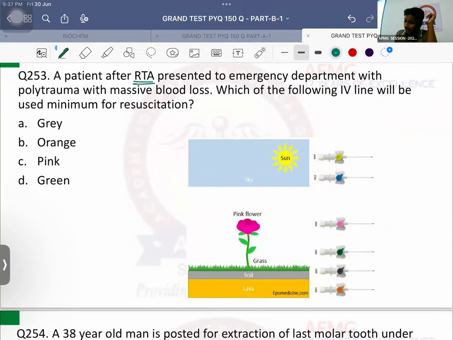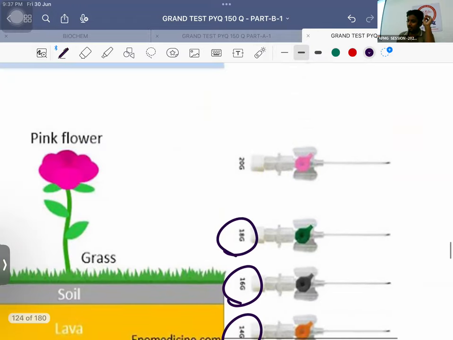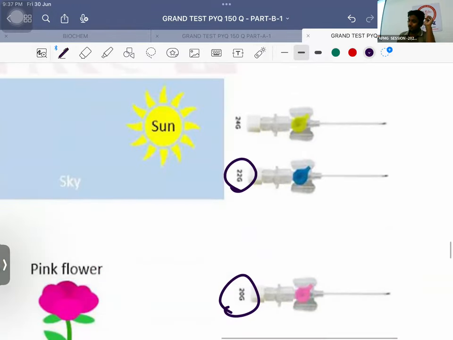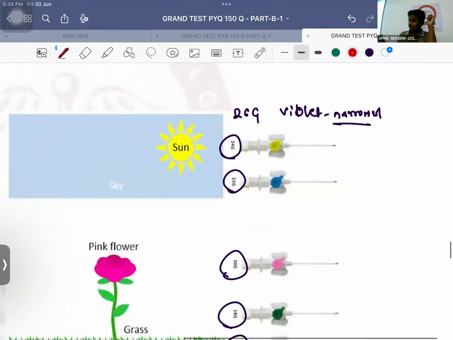A patient after a road traffic accident presented to the emergency department with polytrauma. Massive blood loss is there. Which of the following IV line will be used minimum for resuscitation? Largest bore is seen with orange, 14 gauge. Then 16 gauge, gray. Then 18 gauge, green. 20 gauge, pink. 22 gauge, blue. 24 gauge and 26 gauge will have the narrowest diameter.